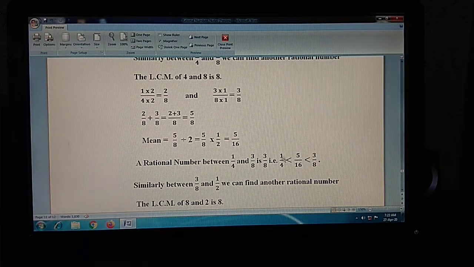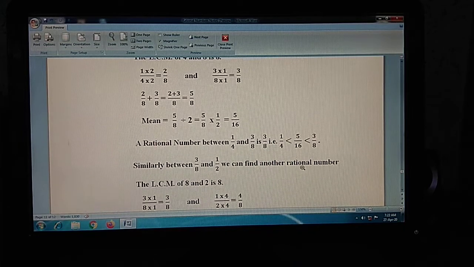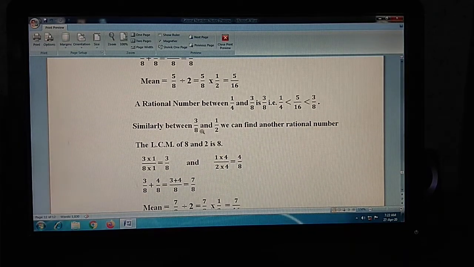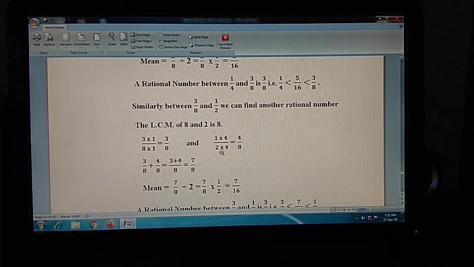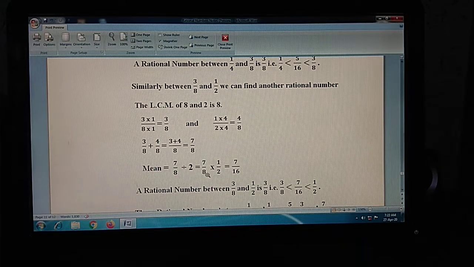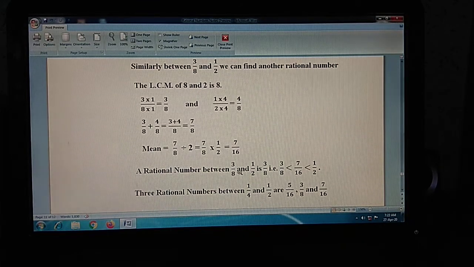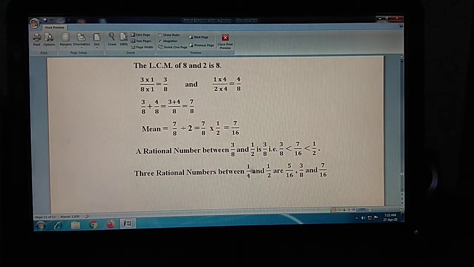So we got one number between 1 by 4 and 3 by 8, this number. Then again, similarly, we can find out another number between 3 by 8 and 1 by 2. Same thing, take the LCM, add it, then divide by 2, we get another number. So in total, we got 3 numbers now. In between 1 by 4 and 1 by 2, we got 5 by 16, 3 by 8 and 7 by 16. So these are the 3 rational numbers that lie between 1 by 4 and 1 by 2.